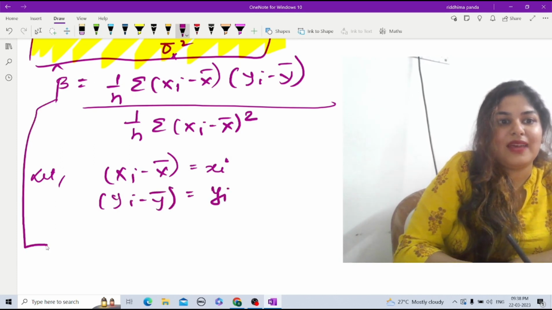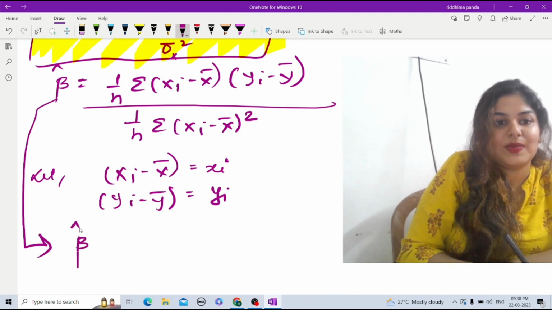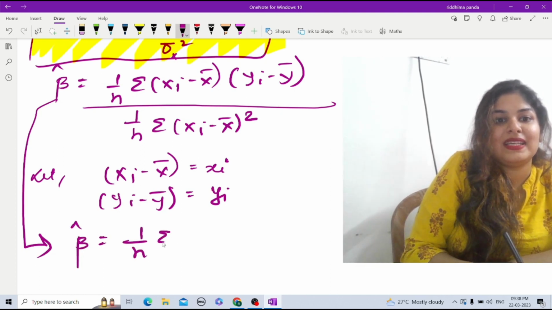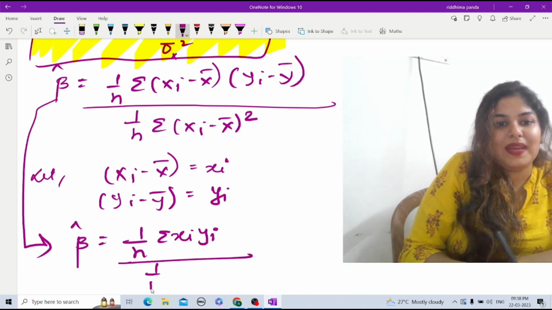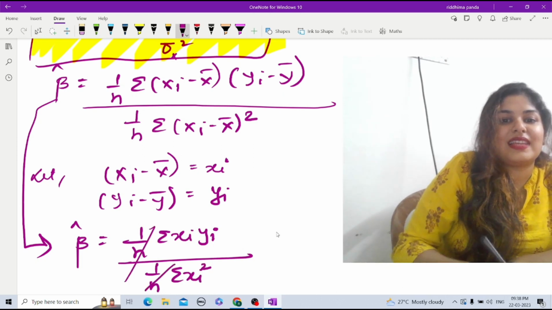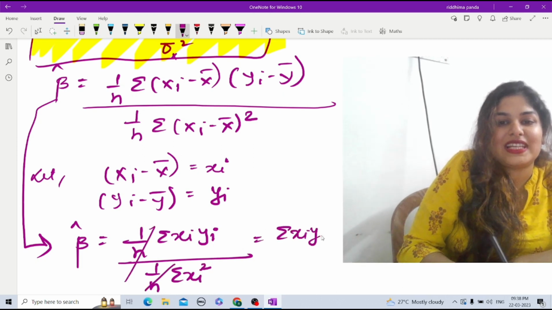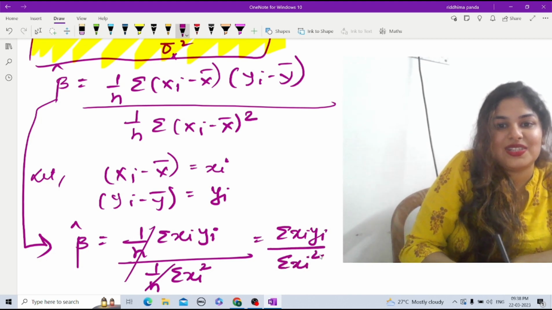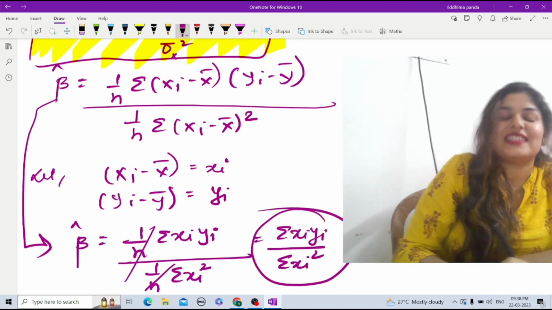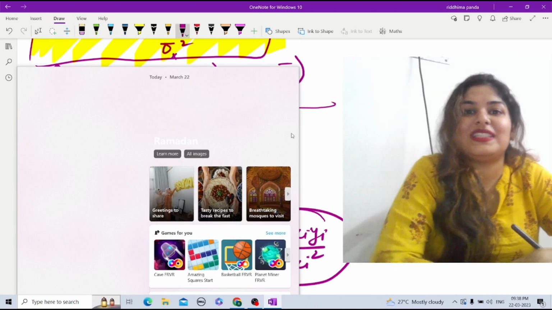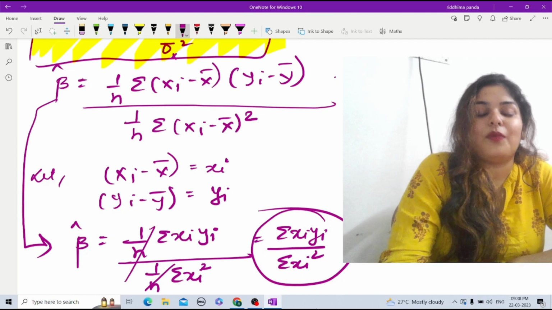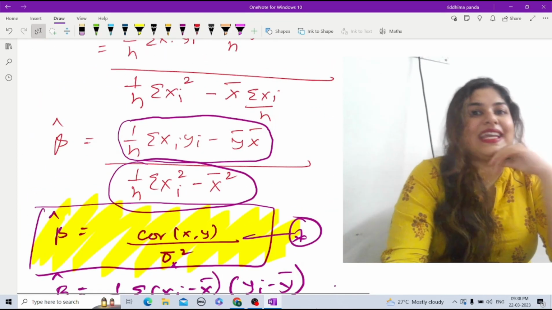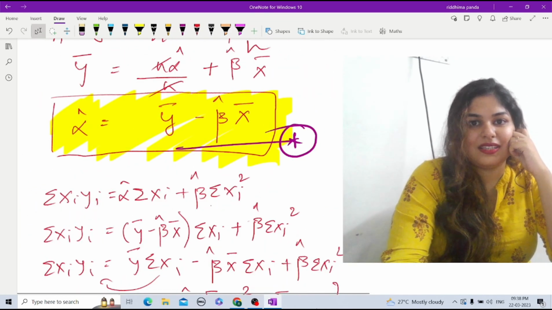Then how can I write beta hat? The estimated value of beta hat is equals to 1 by n summation small xi into yi by 1 by n summation small xi square. So this gets cancelled and we get summation xi yi by summation xi square. Now this is the estimated value of beta hat using the OLS estimator, right? Now let's move on to the second part of the question, right?